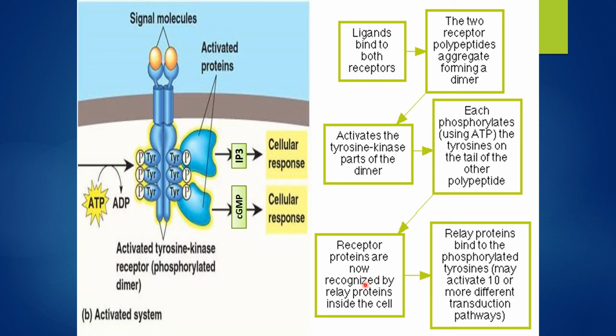The receptor proteins are now recognized by the relay proteins inside the cells. Relay proteins bind to the phosphorylated tyrosine and may activate 10 or more different transduction pathways. So finally, the response will be modulated by this tyrosine which is inside the cell, and it is an energy-needing process. IP3-mediated or cGMP-mediated cell responses.